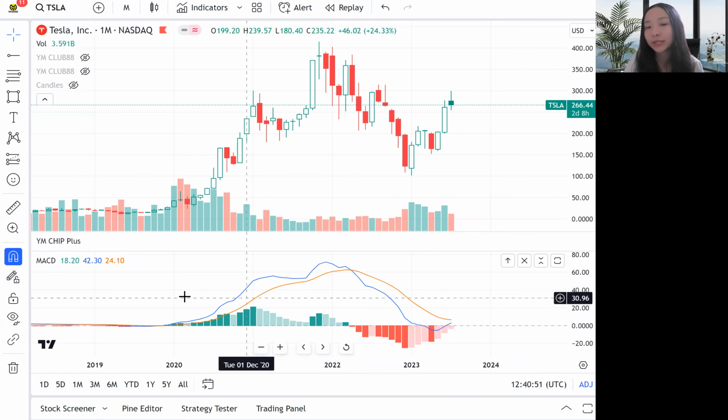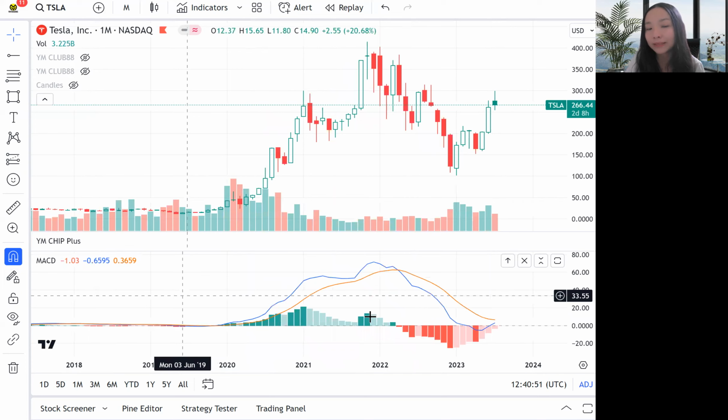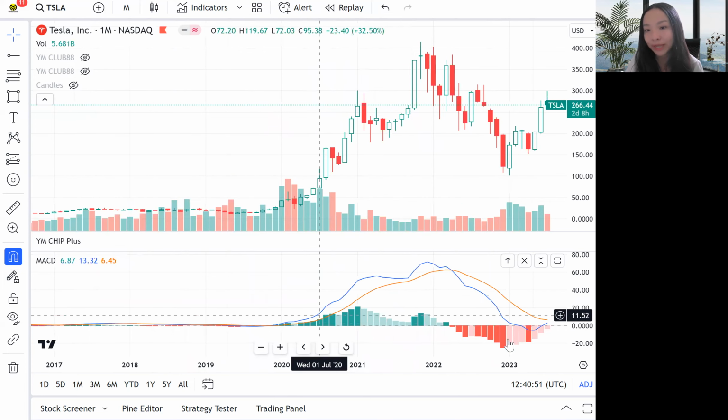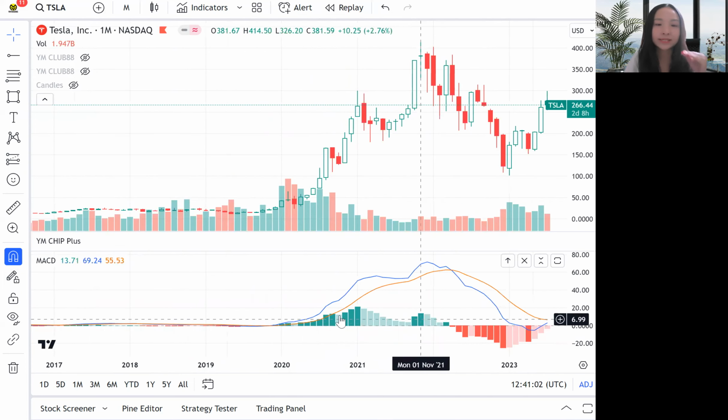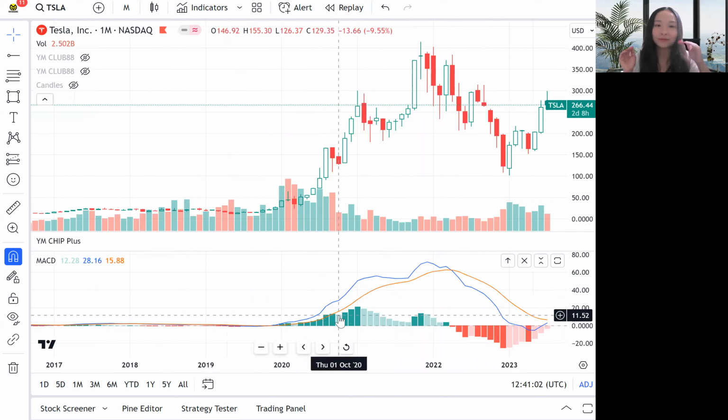So I want to explain a few things. The green and red bars mean energy, but energy for different things. The green bar is the energy of the buying power. The red bar is the energy of the selling power.